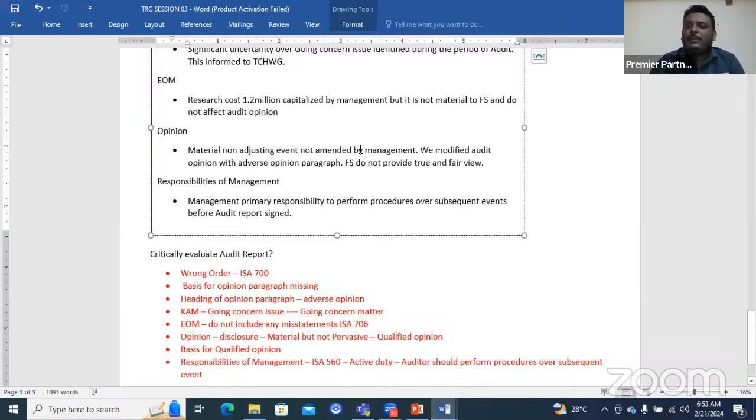A material non-adjusting event not amended means it is not disclosed. So a disclosure requirement, management fails to disclose, it is a material mistake, but not pervasive because there are no adjustments made. There is an amendment, but not adjustment. You just need to add a disclosure point. So that is material by nature. Absence of disclosure is material, but not pervasive. Therefore, this adverse opinion is wrong. Because we give an adverse opinion only when misstatements are material and pervasive. Here you can't give an adverse opinion. So the suitable opinion is a qualified opinion. Why? The issue is material but not pervasive. Why material? Because they failed to disclose. That's why it is material but not pervasive.